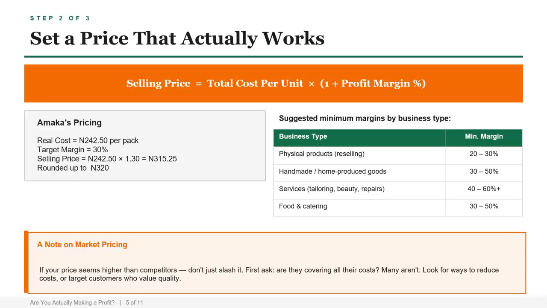Don't forget this simple example: set a price that actually works. Don't set a price based on the fact that your competitor is selling lower and you don't want to lose customers, because if it's not going to help you cover your cost, even though you're making sales, you're still going to be running at a loss. That's very, very important.